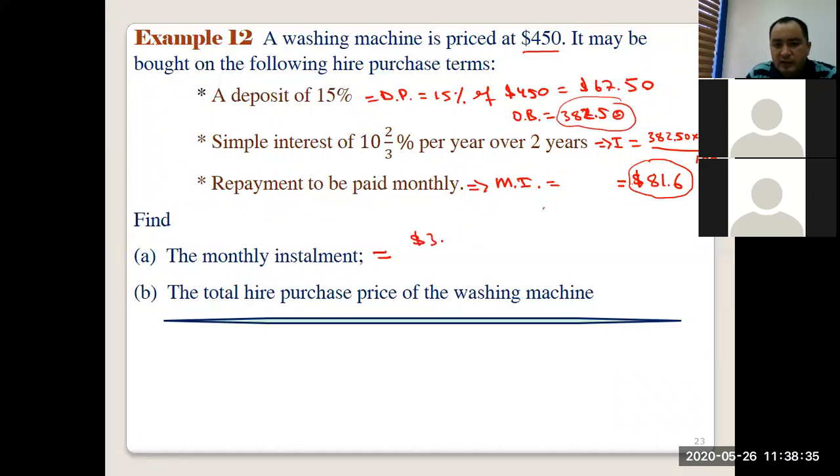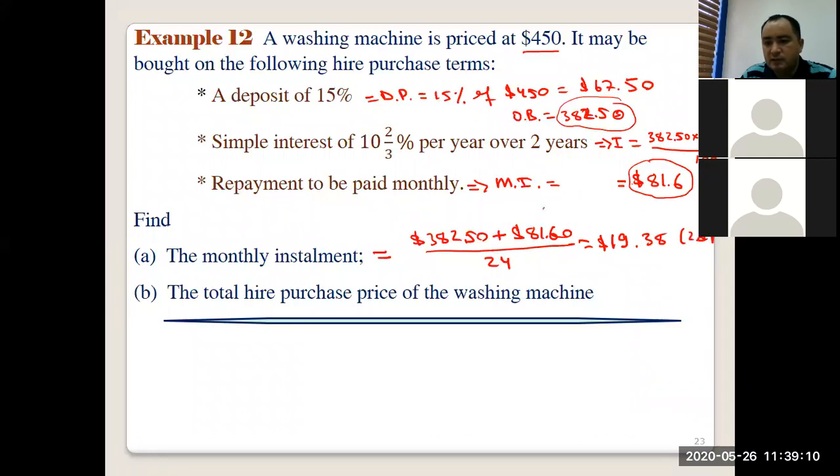It is 382.50 plus, and also we need to pay that interest. It is 81.60, and we are going to pay this amount over 2 years, right? 2 years is 24 months, which is equal to 382.5 plus 81.6, divided by 24, which is equal to approximately, corrected to 2 decimal places, 19.38. Okay, so that is our monthly payment.